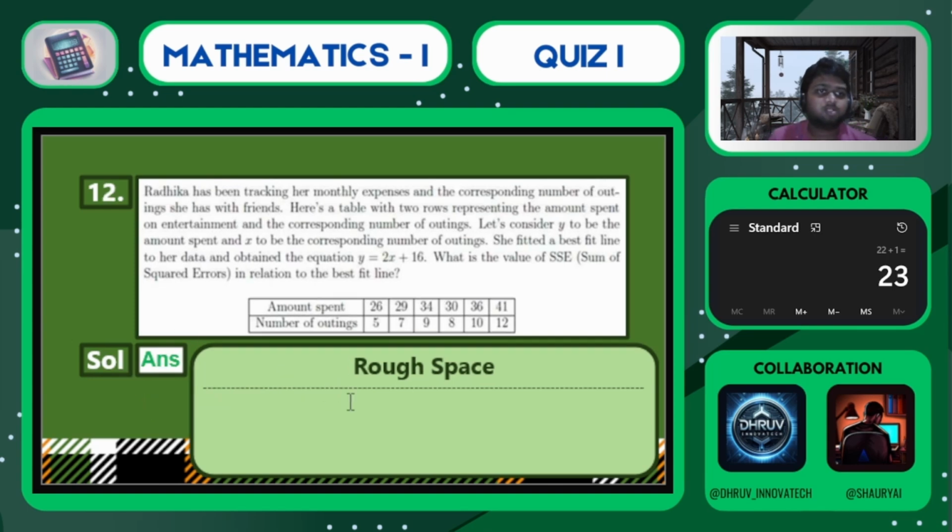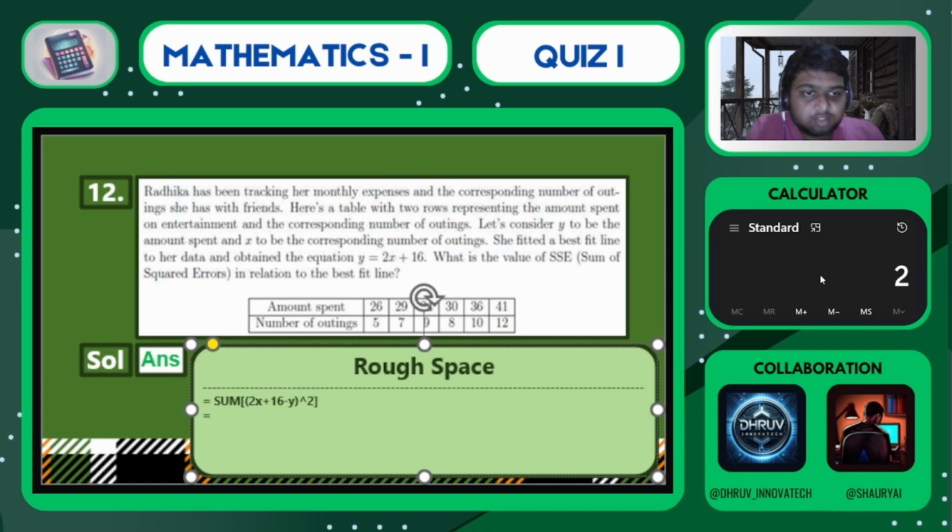Let's do one more sum squared error question. Here also we'll do the same trick, 2x plus 16 minus y. If you do it in this method, it will be easy when you are using the calculator, because then you just have to multiply, add, and then subtract. Or else in y, you cannot put an element and then multiply and subtract, because the calculation won't be that easy.